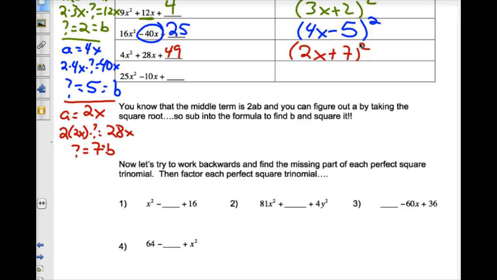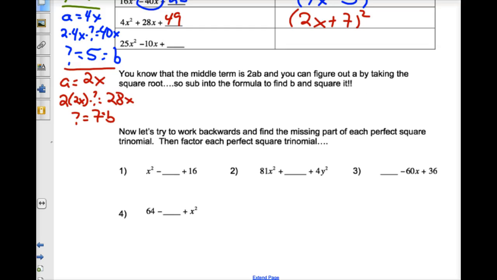All right, guys, we got 1 minute. This one's hard. What if the middle term's missing? Find it. You square root the 16 and times 2. Guys, look. Does everybody agree that a equals x and b equals 4? So what's 2 times x times 4? 8x. So you got to use this whole logic system, guys.